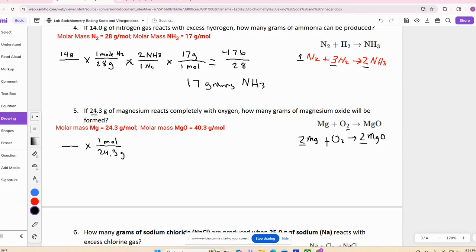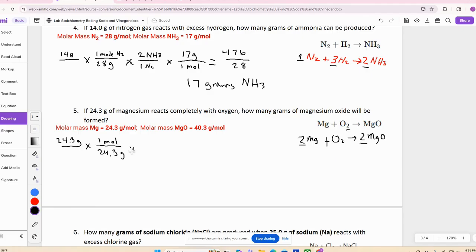And look what it's given us. It's given us 24.3 grams. So that's not hard to figure out how many moles that is. 24.3 times 1 is going to be 24.3. 24.3 divided by 24.3 is 1. So obviously, we have 1 mole of magnesium here because 24.3 grams is 1 mole.